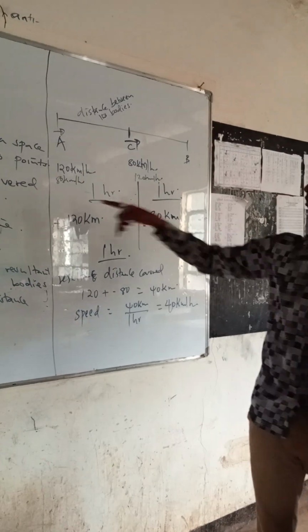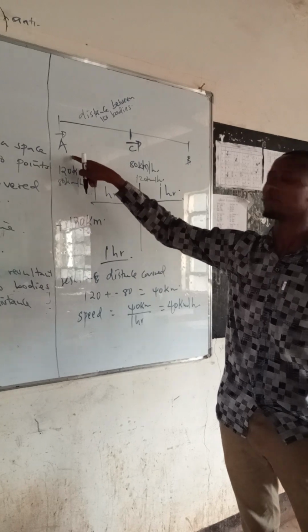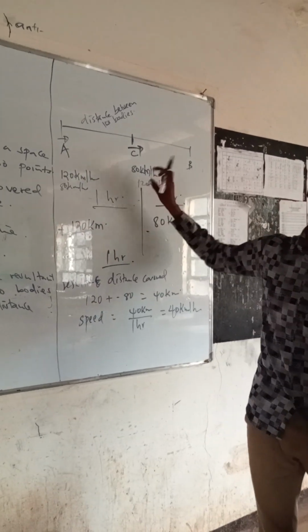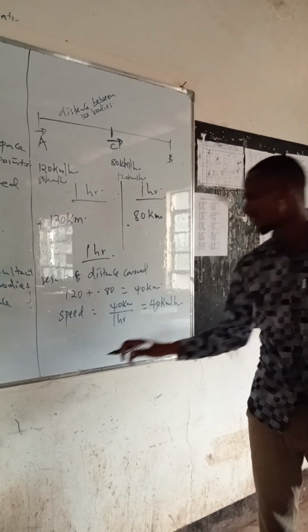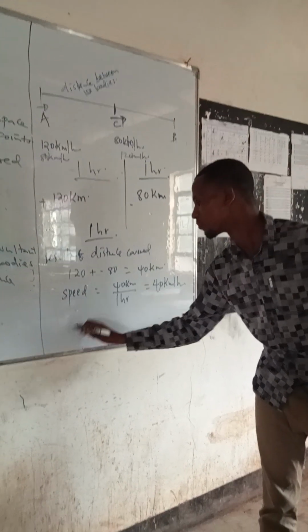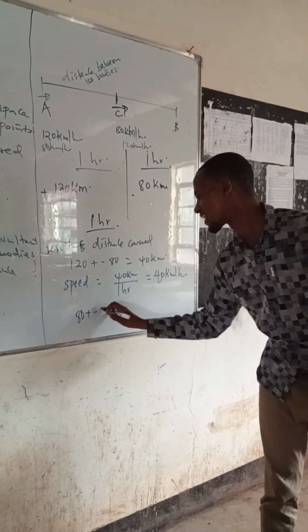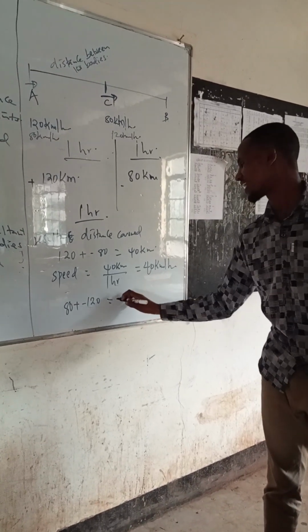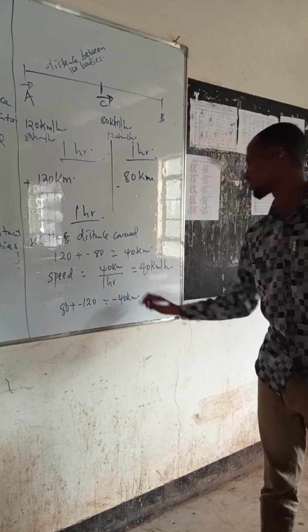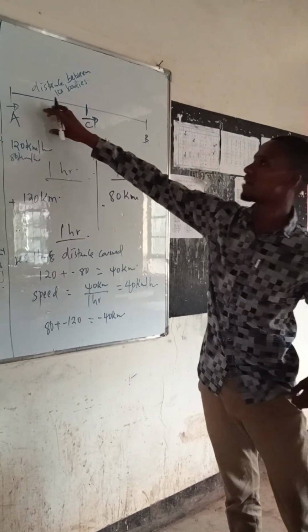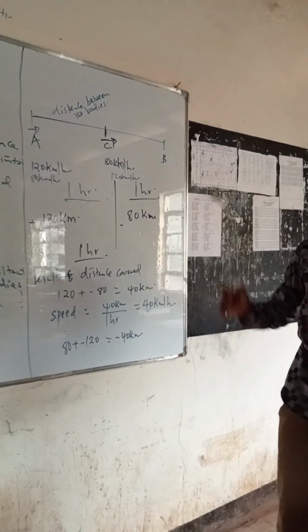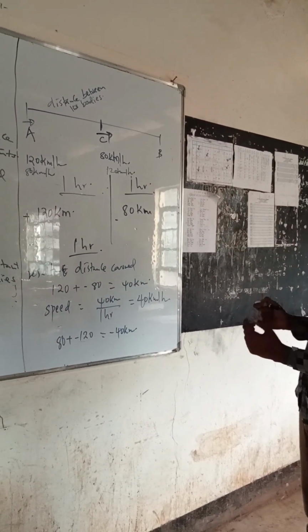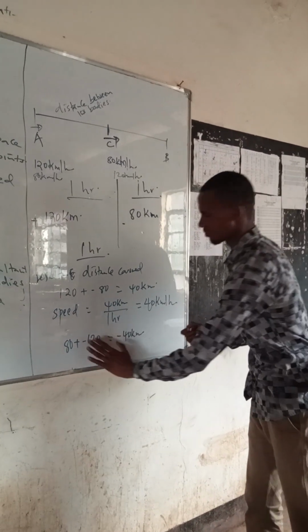What will happen? In 1 hour, this one will try to bridge the gap by 80 kilometers, and this one will increase it by 120 kilometers. So it will be positive 80 plus negative 120, and that will give us a negative of 40 kilometers. So you'll find that this gap will never be bridged. In fact, it will keep increasing as time moves on.